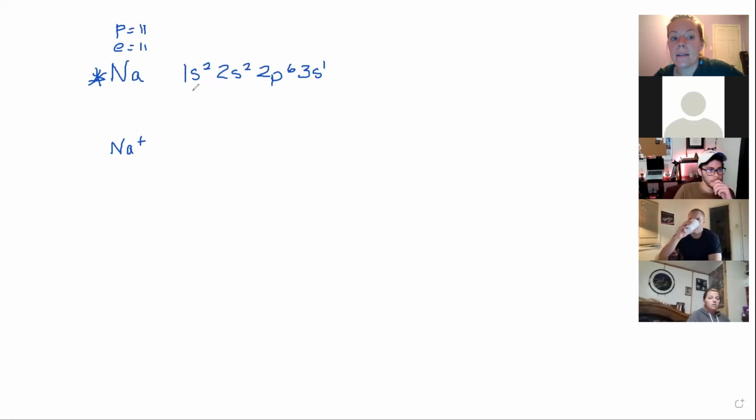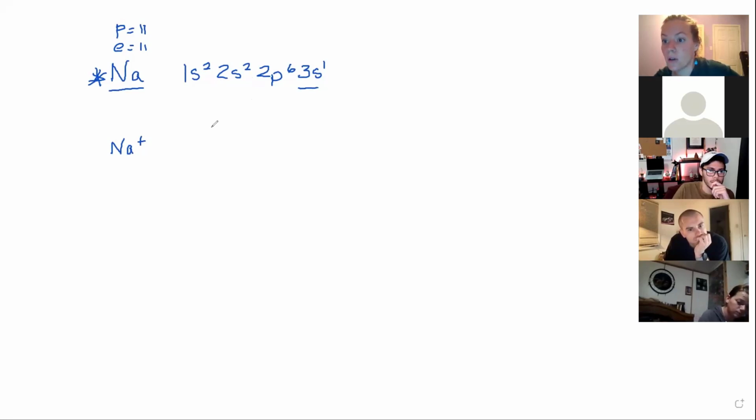So looking at the electron configuration of this sodium atom, how is the ion going to be different? Well, if I'm a plus, what have I done? I've given away 1 electron. So this electron in the s goes away. So the electron configuration for sodium with a charge is going to be 1s2, 2s2, 2p6.